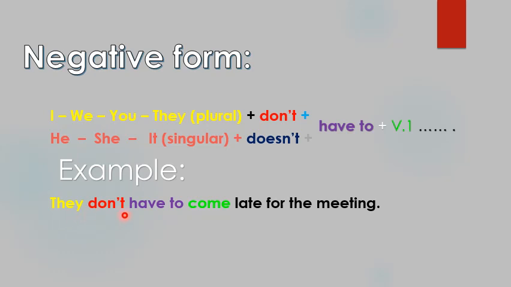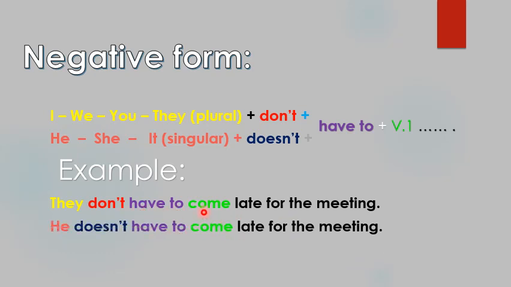They don't have to come late for the meeting. So here the manager obligated his staff not to come late for the meeting. إذا هنا المدير أجبر موظفيه عن عدم التأخر عن الاجتماع.